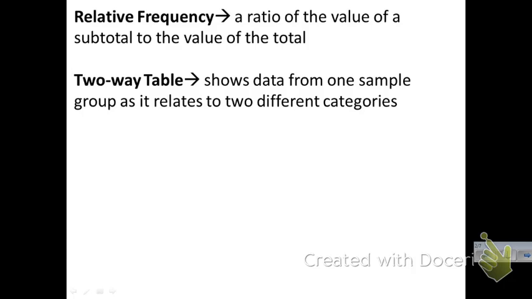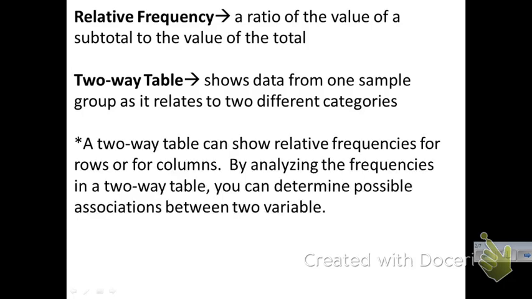A two-way table shows data from one sample group as it relates to two different categories. And a two-way table can show relative frequencies for rows or for columns. By analyzing the frequencies in a two-way table, you can determine possible associations between the two variables.